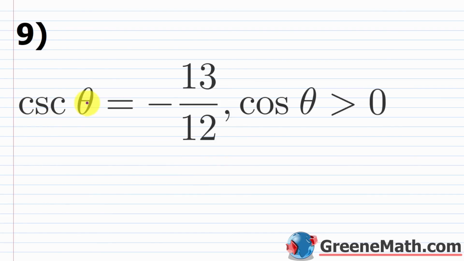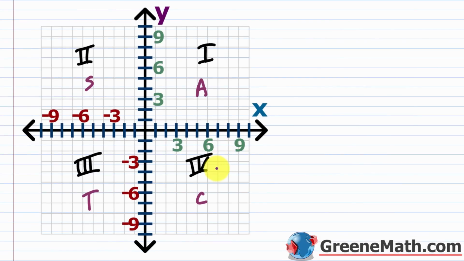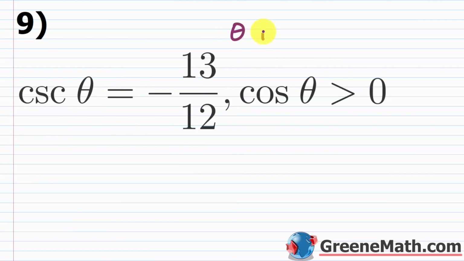So we have the cosecant of theta is equal to negative 13/12, and the cosine of theta is greater than 0. So if the cosecant of theta is negative and the cosine is positive, well, that's going to put us in quadrant 4. Remember, the cosecant is going to be the reciprocal of your sine. So that's going to be negative in quadrants 3 and 4. And then if you think about your cosine function, it's going to be positive in quadrants 1 and 4, right? So that puts us, in terms of our angle theta, in quadrant 4. So let's say that theta is in quadrant 4.